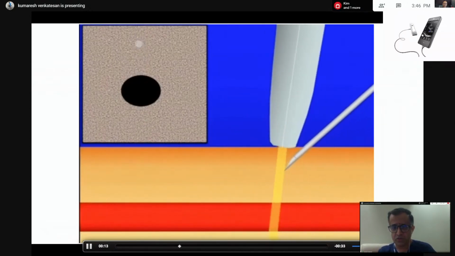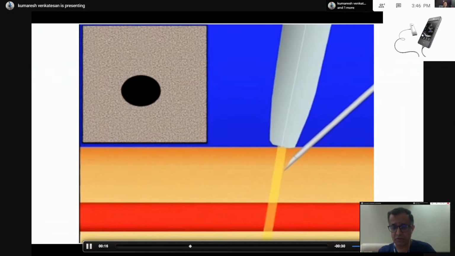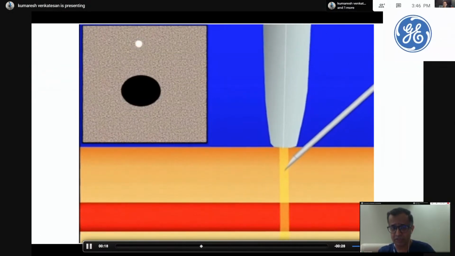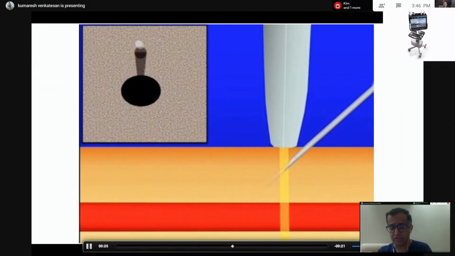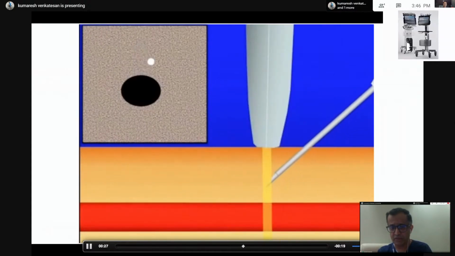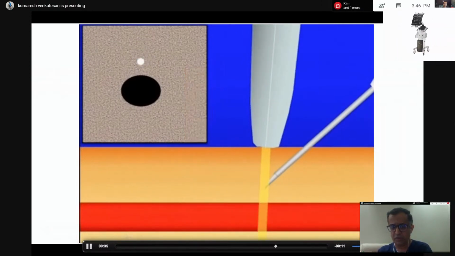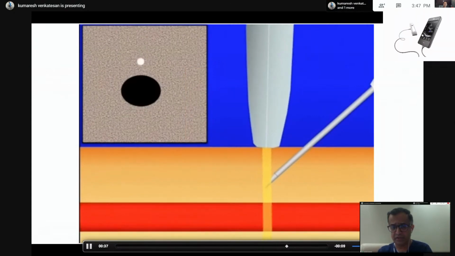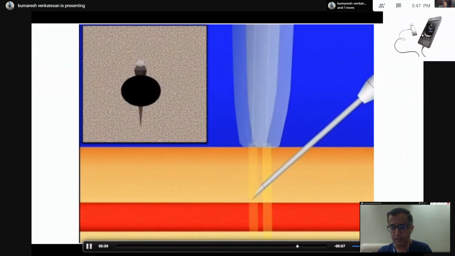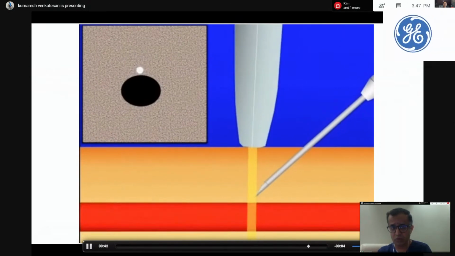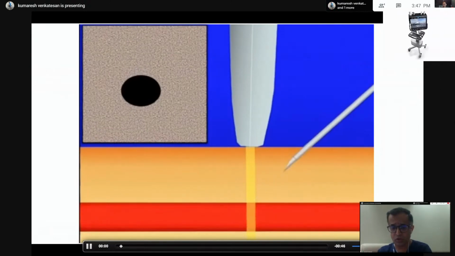Then you use this jiggling motion to distort the tissue to see where the tip of the needle is. Again, you tilt the probe back and forth so that you're constantly looking for the tip of the needle. As you advance the needle, again, you slide the probe, look for the tip of the needle, and if you need to redirect, you can redirect the needle. You need to constantly follow these steps until you reach the anterior wall of the vessel.